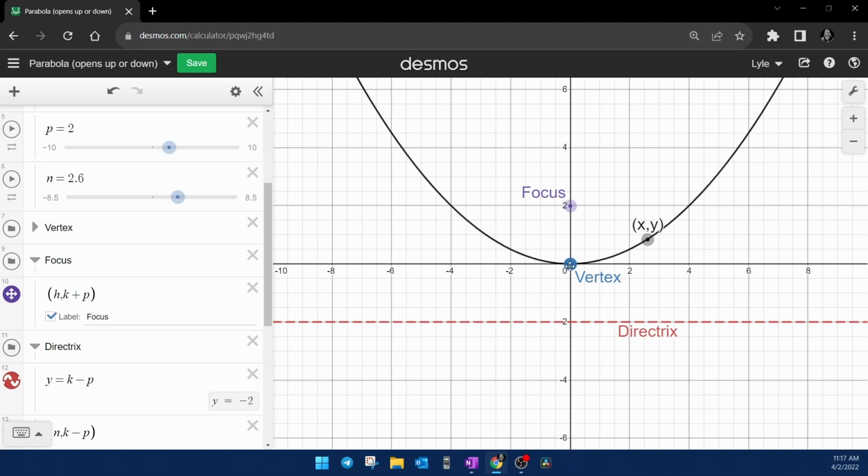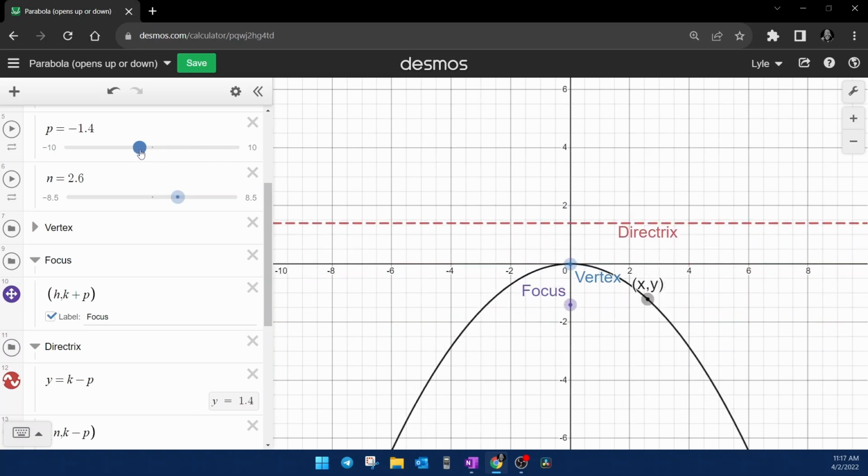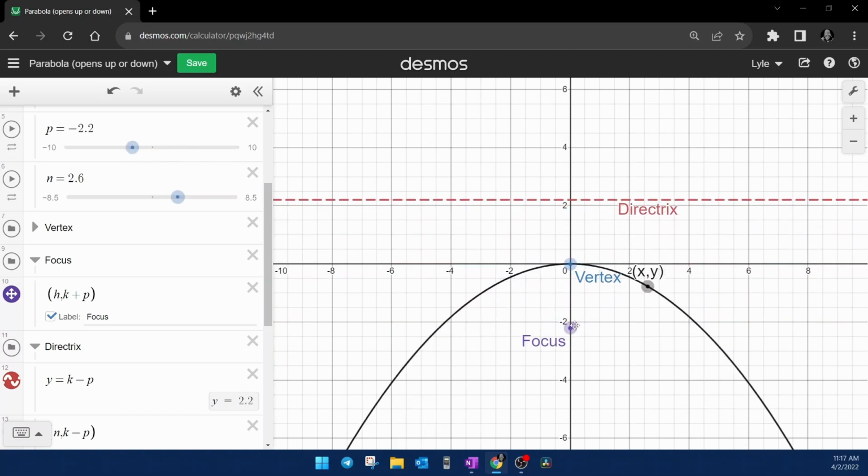So you can see here our vertex is currently at the origin. It's 2 units up to the focus, 2 units down to the directrix. And again, as the value of p changes, you're going to see even if it goes negative, the relationship between the focus, the vertex, and the directrix. Oh, I think one more thing that would be nice to mention is that the directrix for a parabola that opens up or down is always going to be a horizontal line, and the directrix in either case will always be perpendicular to the axis of symmetry.